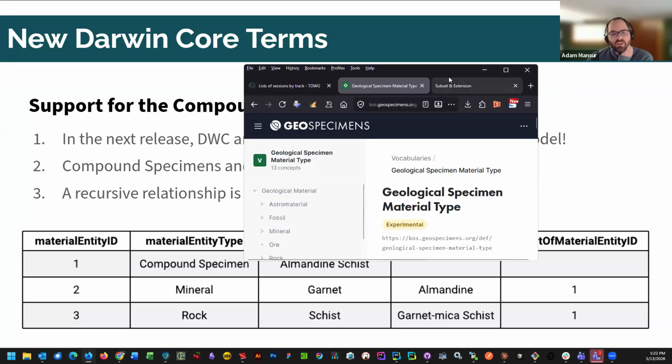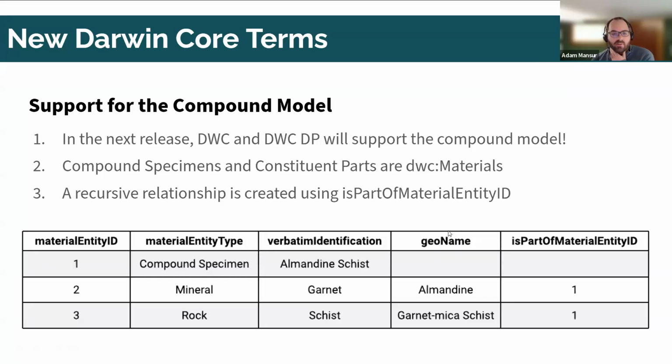Ben, I have a quick question. Can you nest them? Does the parent have to be a compound specimen? No, you can have parts of parts. So at that point, what is the purpose of compound specimen itself? You can have parts of parts, because an Albany schist is a rock, right? Do you see what I'm saying? I know. So, okay.